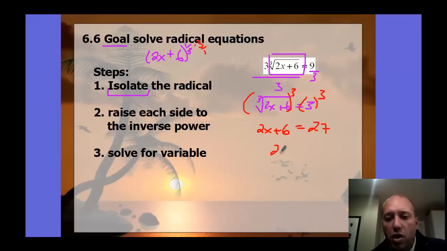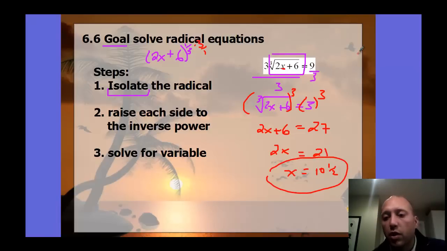So now the last part is just solve for the variable, so we subtract 6 from both sides, and then divide by 2. So we get 10.5. You always check that by plugging that back into the original equation to make sure that it is true.